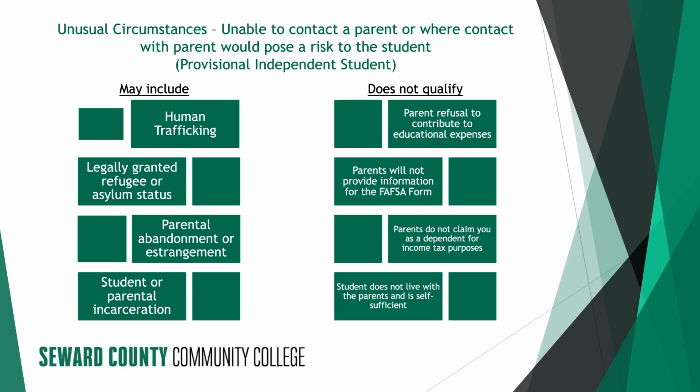Unfortunately, the following situations, solely or in combination, do not create an independent student. When a parent refuses to help pay for education expenses. When a parent refuses to provide information for the FAFSA form. Parents no longer claim the student as a dependent on their taxes. Or the student does not live with the parents and is self-sufficient.